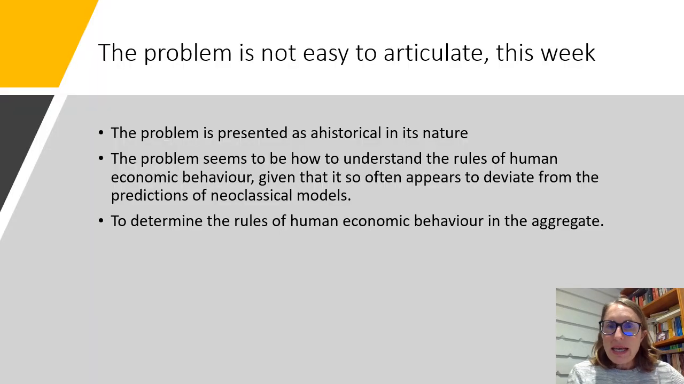So the problem, as I said, is not easy to articulate this week. I've suggested that it really does present itself as ahistorical in its nature. And the problem seems to be how to understand the rules of human economic behaviour, given that it so often appears to deviate from the predictions of neoclassical models. So the idea and the problem is to determine the rules of human economic behaviour in the aggregate, so across cohorts of acting agents in particular contexts, given particular constraints, faced with particular options and so forth.